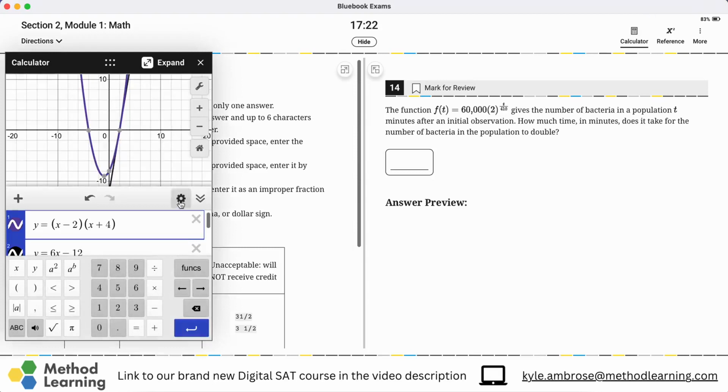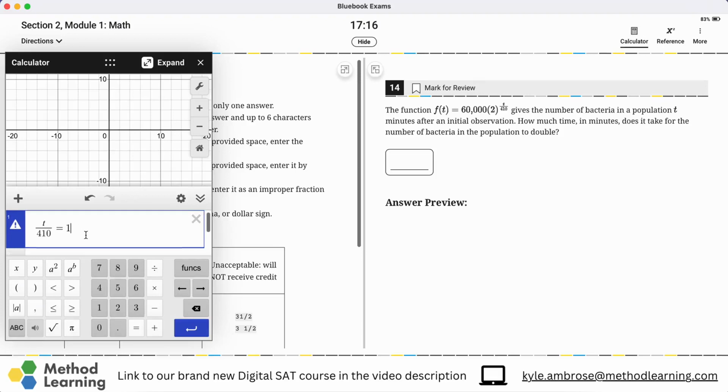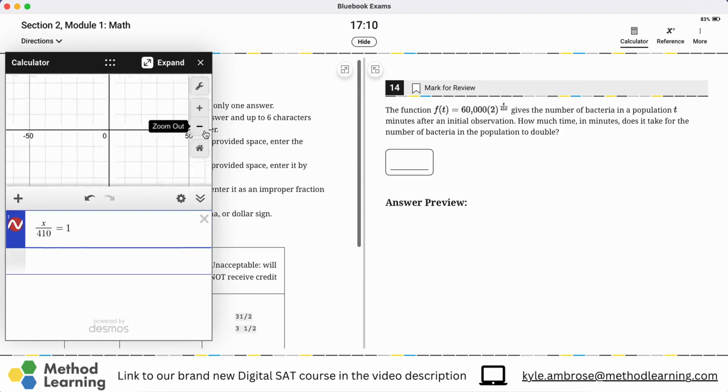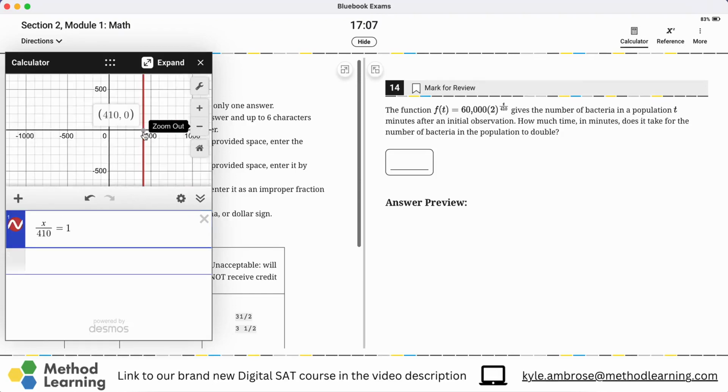Well, at this point, I could use Desmos if I want. T over 410 is equal to 1. But again, it doesn't like t's, it likes x's and y's, so let me make this an x. And if I zoom it out, I can see that the answer is 410. Right? 410 divided by 410 is 1. So t has to be 410. In other words, after 410 minutes, the bacteria will have exactly doubled.